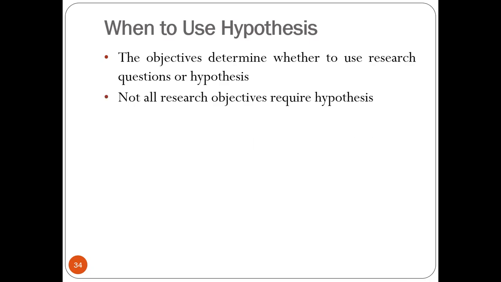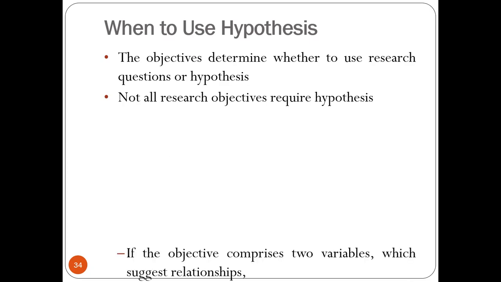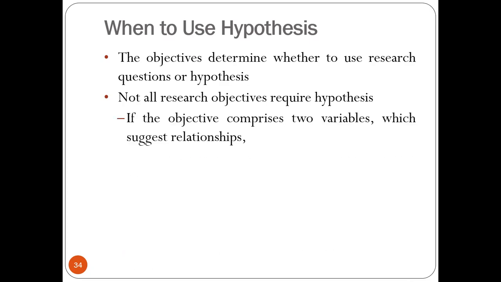Yes, not all objectives. If you're not testing association, you're not testing a relationship, you're not wanting to establish a relationship or association between two variables, you don't need a hypothesis here. So if the objective comprises two variables, which suggests a relationship, then you must establish a hypothesis. If the objective also compares two groups, you must establish one. For example, we're looking at people who have adapted and people who have not adapted. You're comparing two things, so you must state a hypothesis.